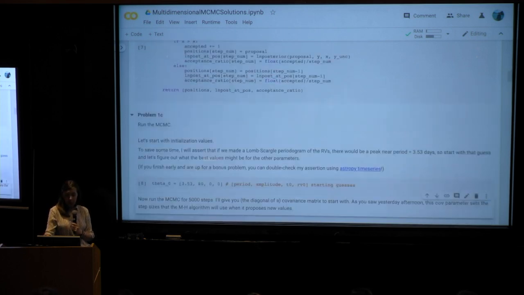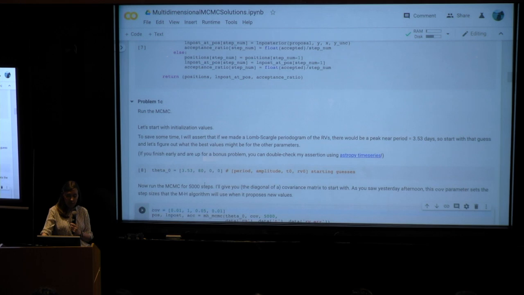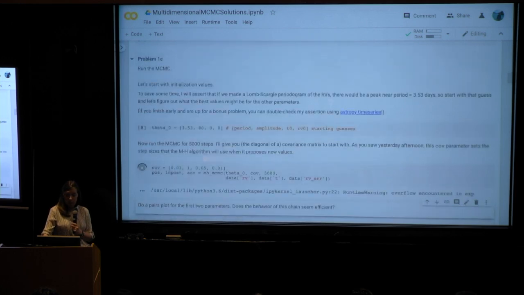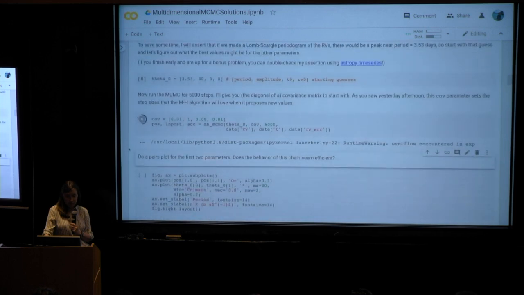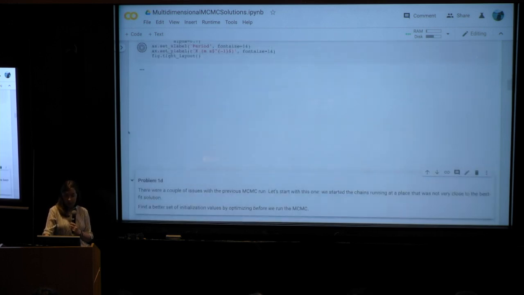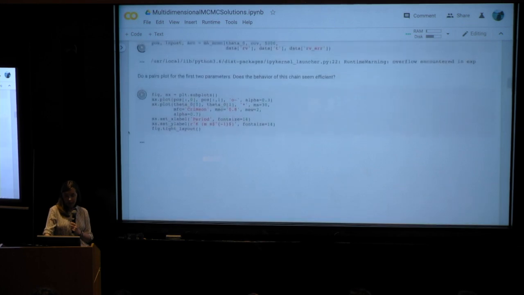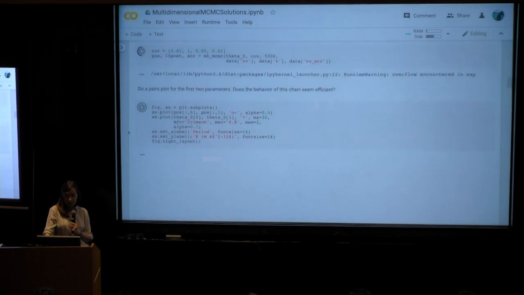So I chose these initialization values. Again, I didn't really put any effort into figuring out what T0 and RV0 should be. I just guessed an amplitude that looked like the semi-amplitude of the data set, which is okay for this particular application. So we're going to run this, and it'll take a little while.